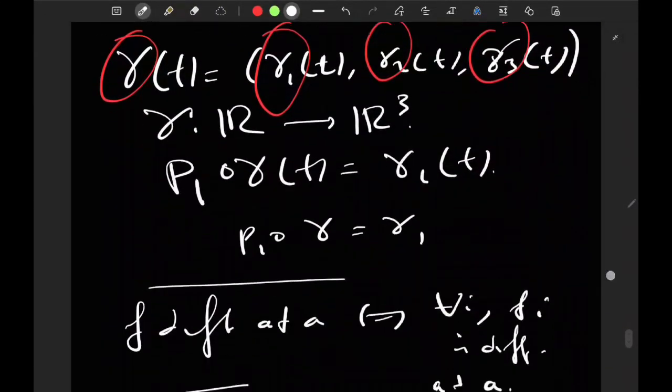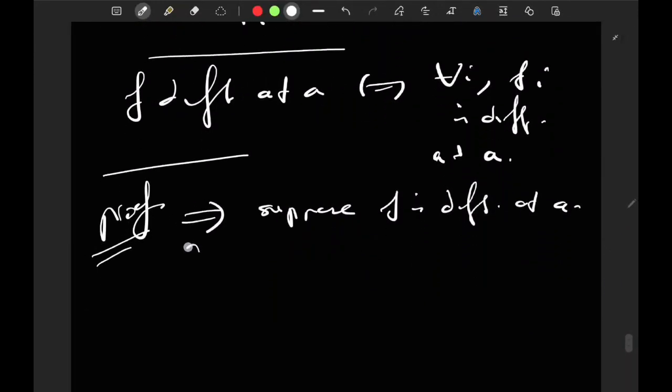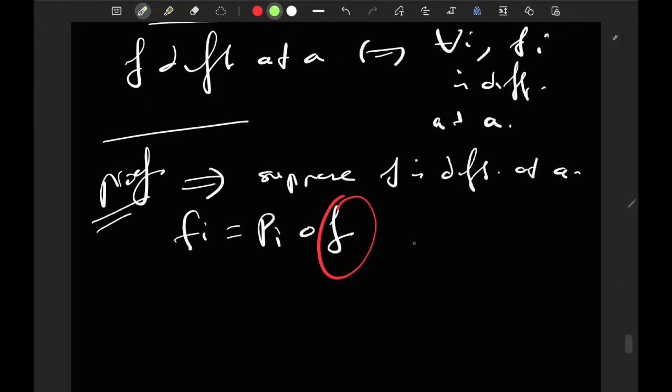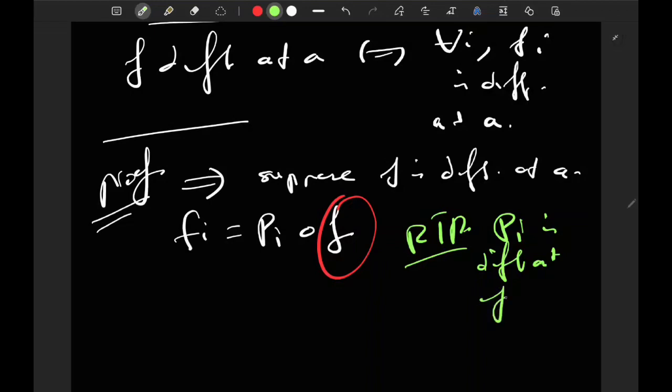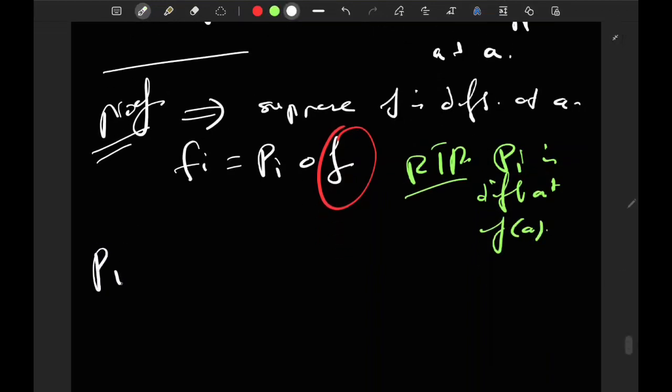Yeah, so because f_i is just π_i ∘ f, and f is differentiable at a, you just need to prove that π_i is differentiable at f(a). In fact, π_i is differentiable everywhere. Why? π_i is a linear map, linear and continuous.